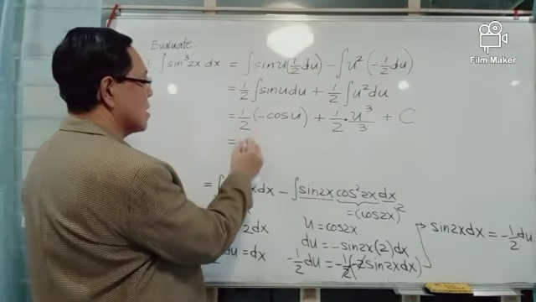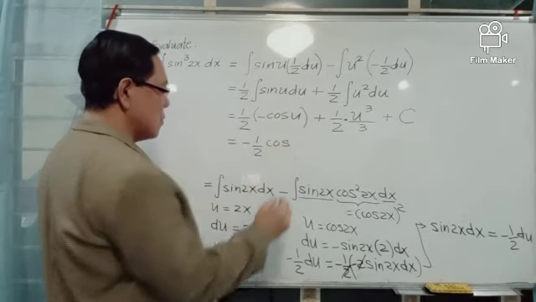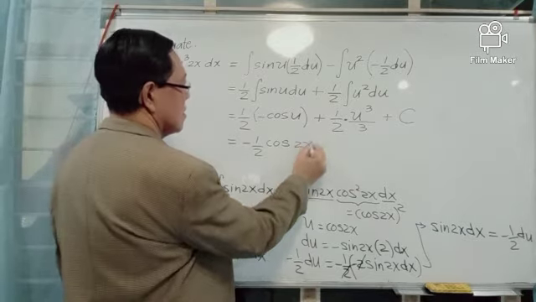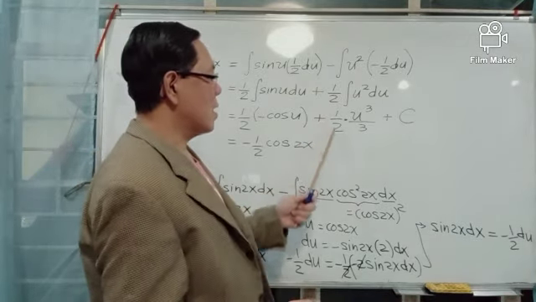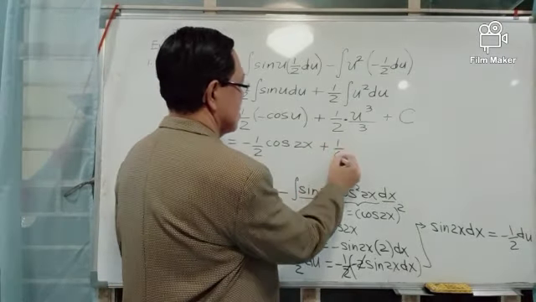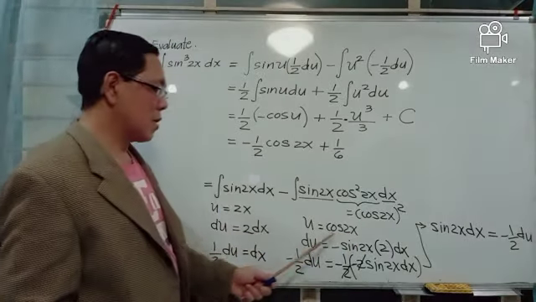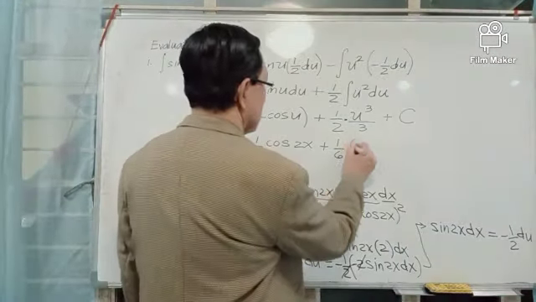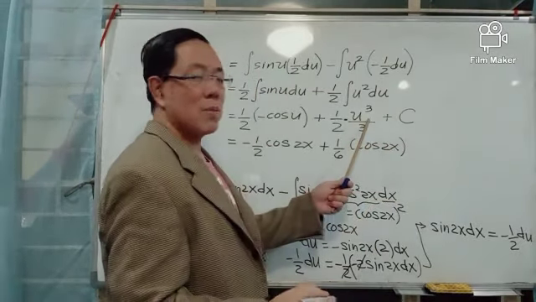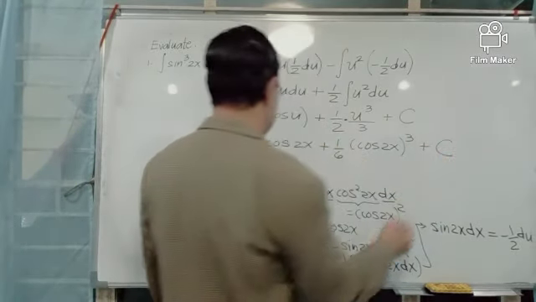We have 1/2 times negative, which is negative 1/2, cosine u, where u is 2x, plus 1/2 multiplied by 1/3, which is 1/6. U is cosine 2x, so cosine 2x to the power 3, plus c.